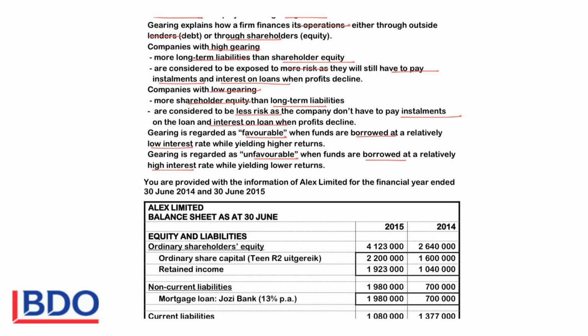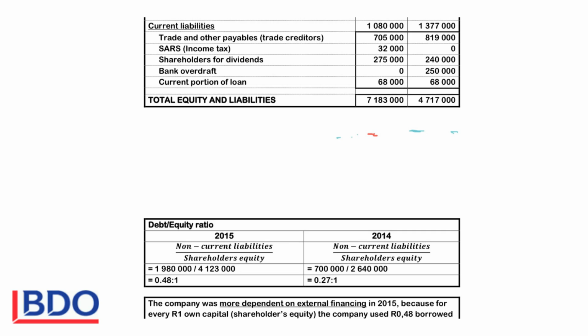We have the balance sheet of Alex Limited here, and we're going to use this now to calculate the debt-equity ratio. To calculate debt-equity ratio, we have to take our non-current liabilities and divide it by the shareholders' equity. My non-current liabilities are the long-term liabilities that take more than a year to pay back in the future. So that is 1980 for 2015.